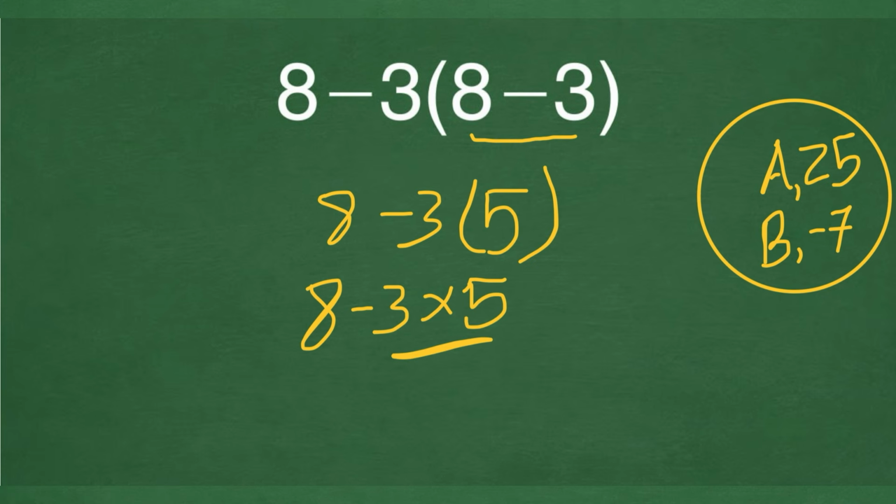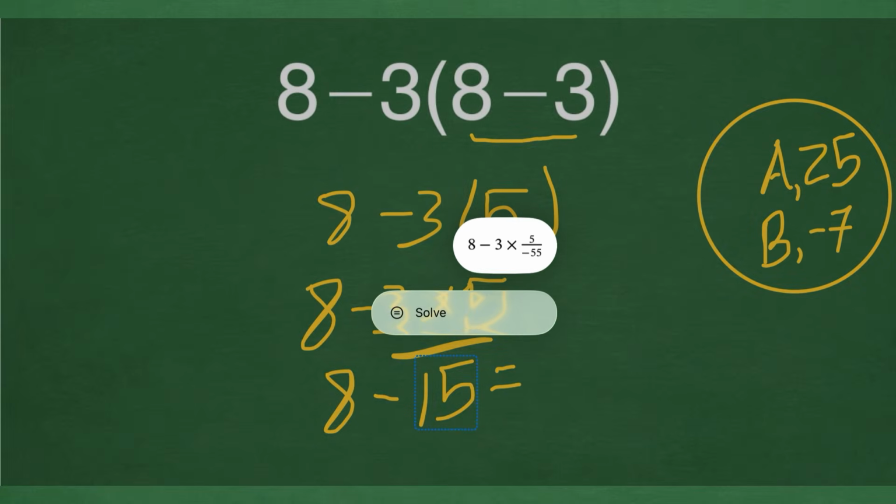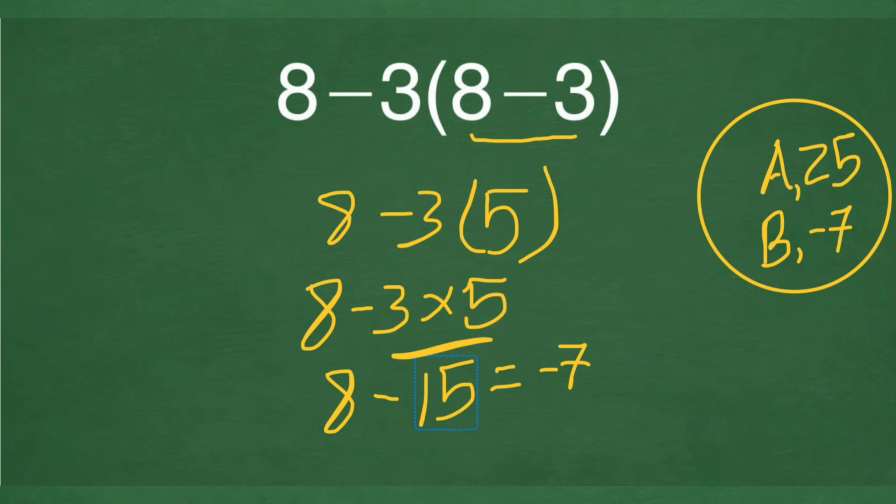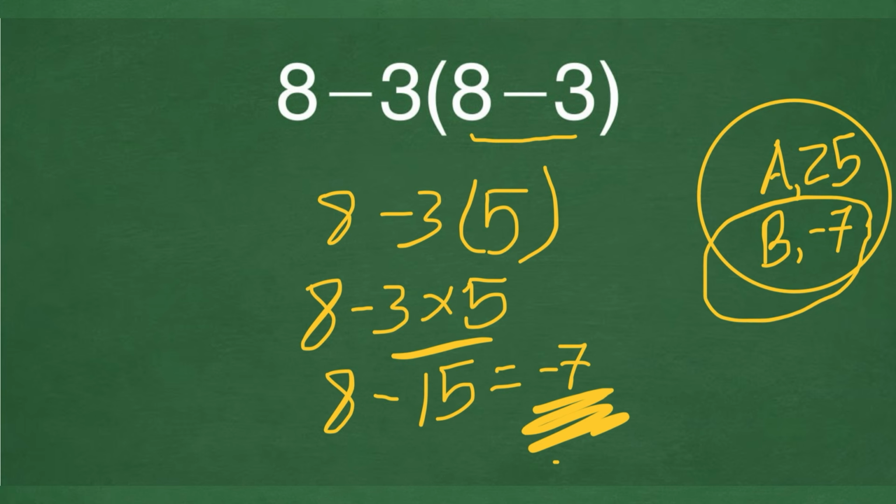Next, multiplication. 3 times 5 is 15. So now we're down to 8 minus 15. And finally, 8 minus 15 equals negative 7. And every step followed the exact same order. Parentheses, exponents, multiplication, addition. So what is it actually? The answer is negative 7. And that's the answer choice B, the one that follows the rule instead of just going left to right.